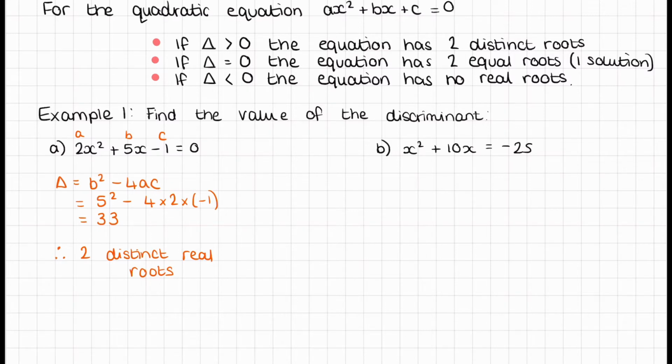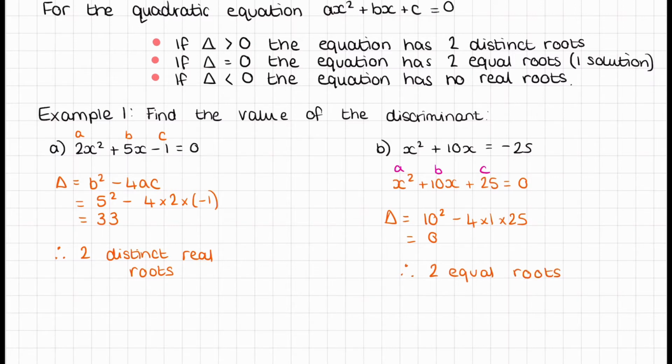B, do the same thing. So first of all, we want to make it equal 0, and then we can work out the discriminant. So it would be 10 squared minus 4 times 1 times 25, which actually equals 0. So as the discriminant equals 0, it has two equal roots. What that means is that the parabola is touching the x-axis at one point.